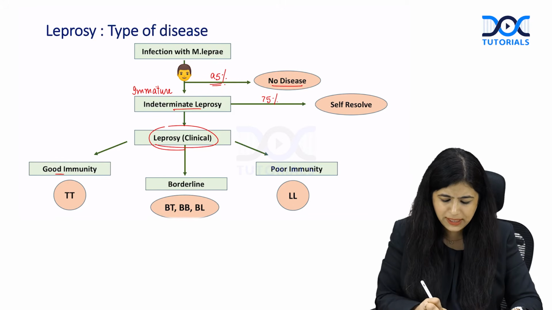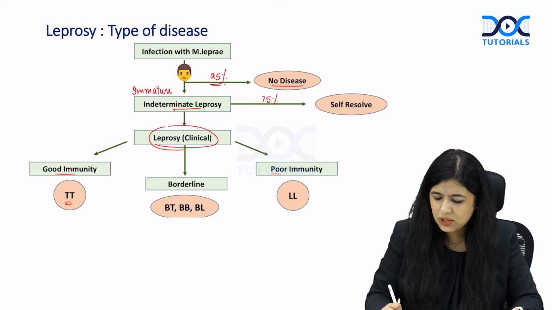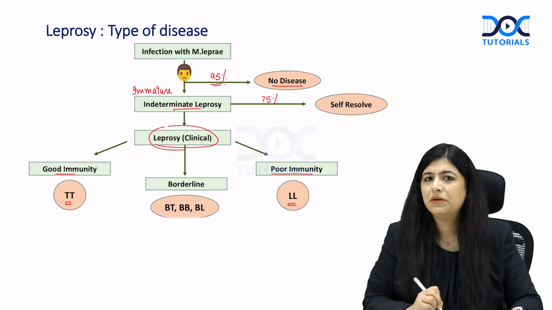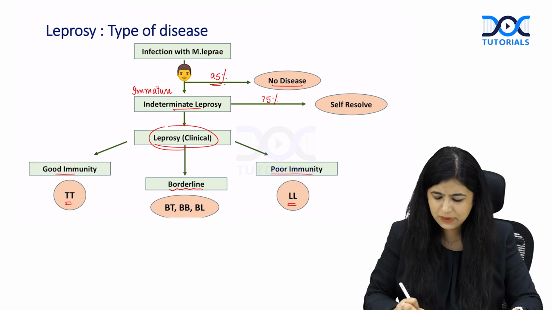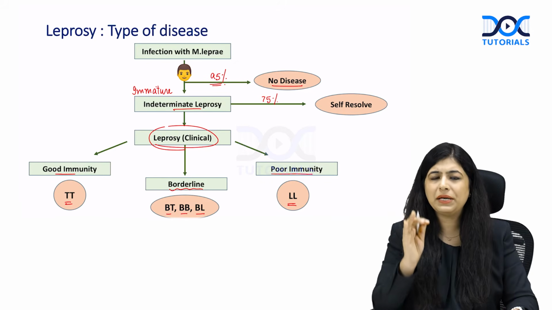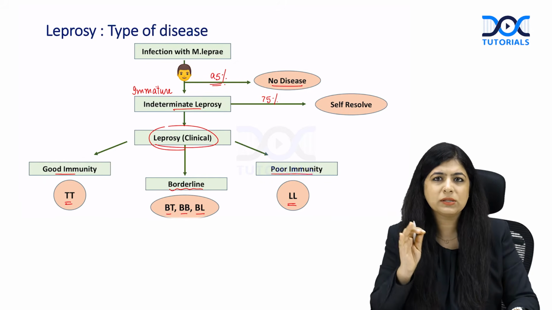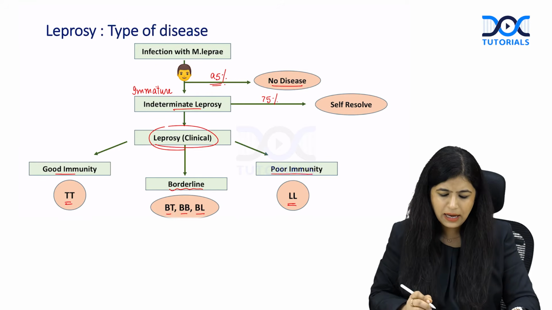There also, if the immunity is good, the patient develops tuberculoid leprosy. If the host immunity is poor, they develop lepromatous leprosy. Somewhere in the middle, we have borderline leprosy: BT, BB, and BL. So remember, in leprosy, it is the host immune response towards M. leprae that determines the clinical outcome.